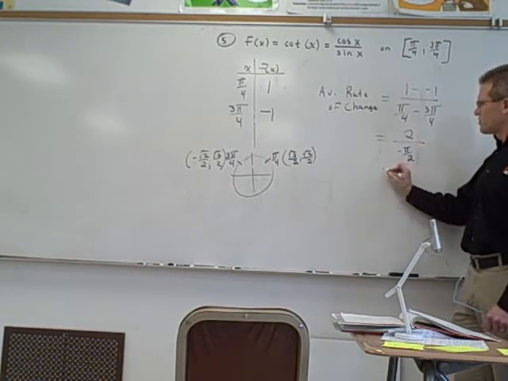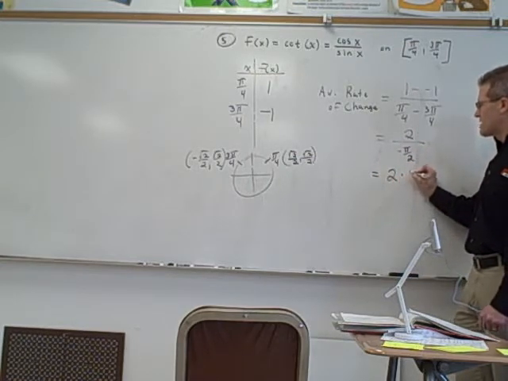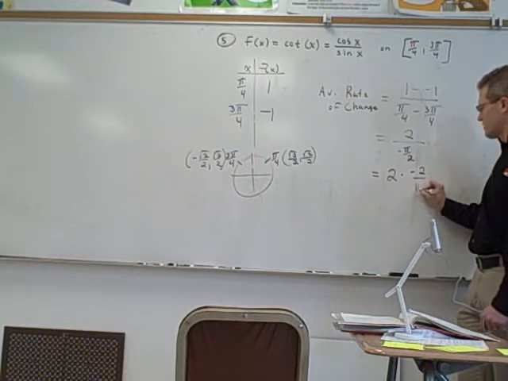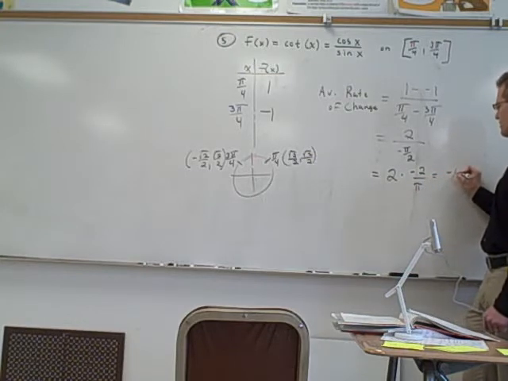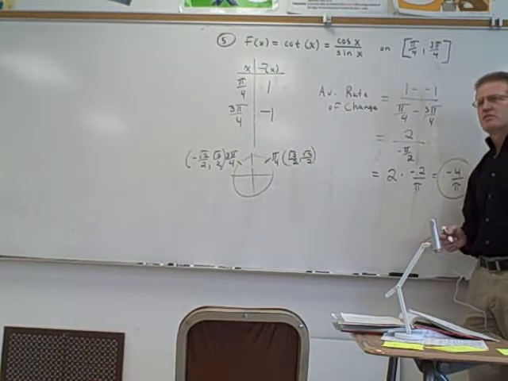Which, instead of dividing by a fraction, I can multiply by its reciprocal. I can multiply by negative 2 over pi. That's going to give me an answer of negative 4 over pi. So negative 4 divided by pi is my answer.